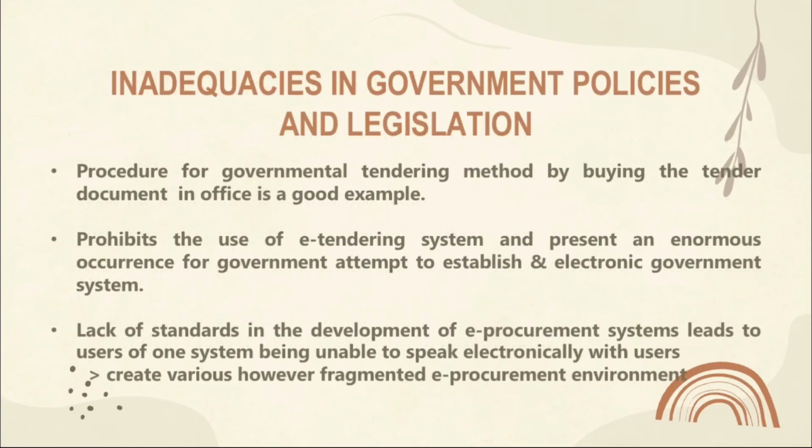Lastly, inadequacy in government policy and legislation. The procedure for the governmental tendering method by buying the tender document in office is a good example. This prohibits the use of the e-tendering system and presents an enormous obstacle for the government's attempt to establish an electronic government system. Lack of standard in the development of e-procurement systems leads to users of one system being unable to communicate electronically with users of an alternative, completely different system. It creates a various, however, fragmented e-procurement environment.